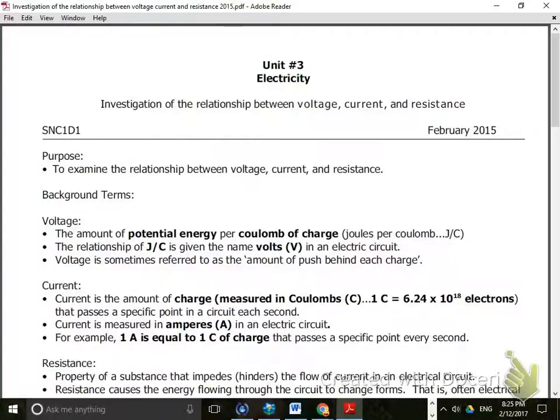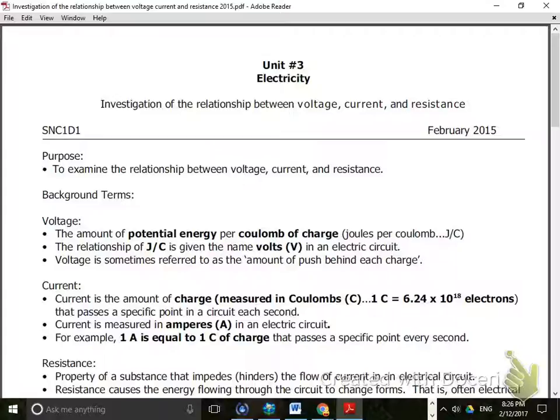All right, today's work we are going to be looking at the relationship between voltage, current, and resistance. So you're going to be using the simulator that you've been using for the last couple of days. You're going to eventually go to simbucket.com and use the same kind of setup, except this time you're going to be looking at the specifics of the relationship between voltage, current, and resistance.